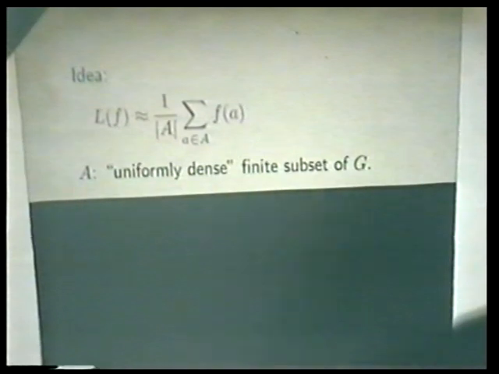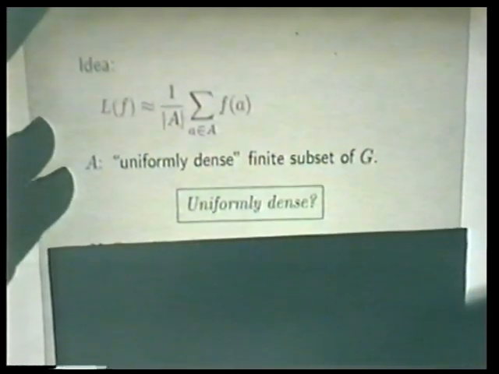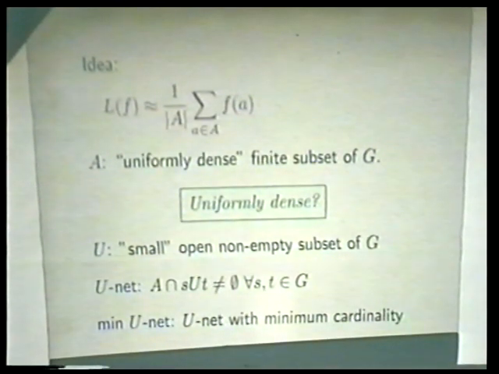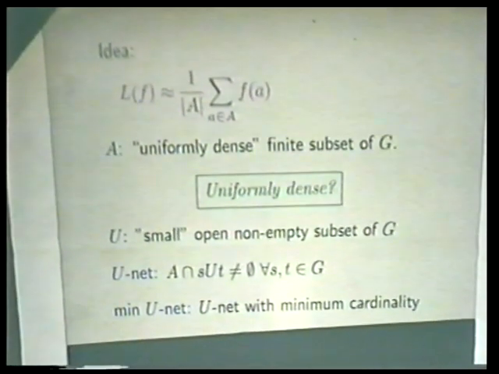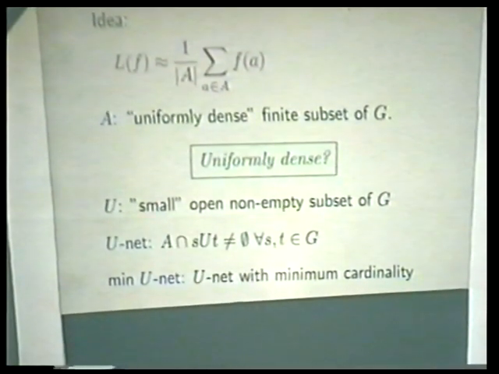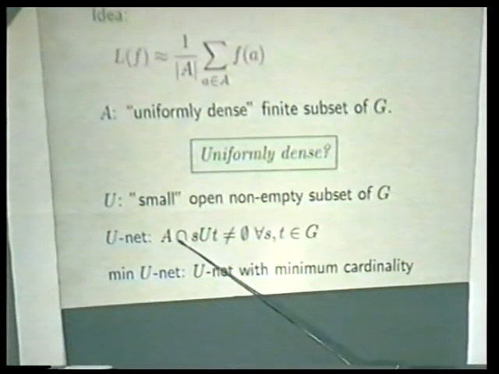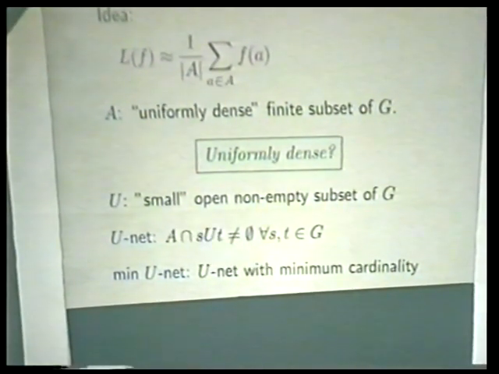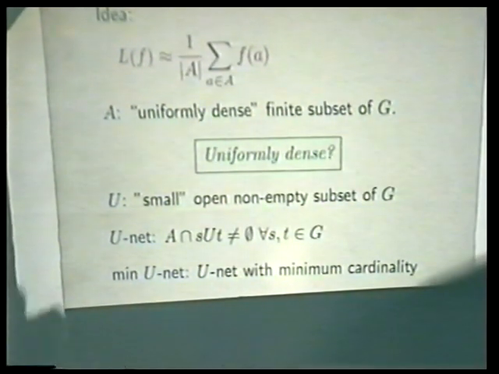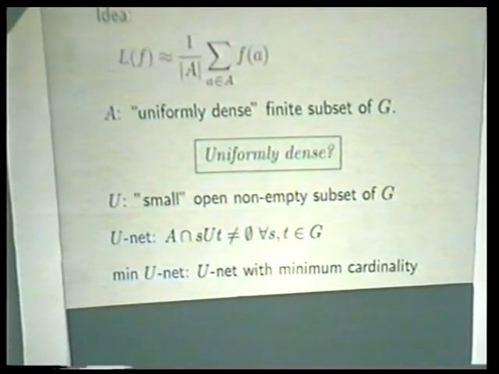Now, what does it mean that it's uniformly dense? Well, here is the definition. Pick a small open non-empty subset of G, call it U, and define a U-net as a finite subset A which intersects every translate of U. Of course, this exists. And a minimum U-net is a U-net with minimum cardinality. So it's the smallest possible U-net. So that's the definition of uniformly dense.